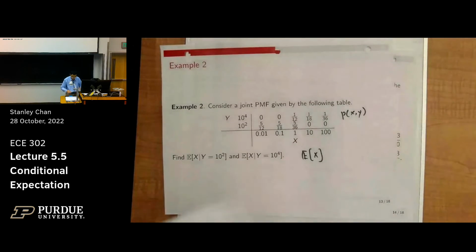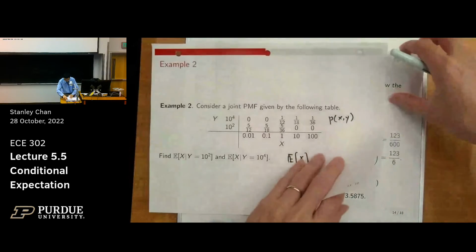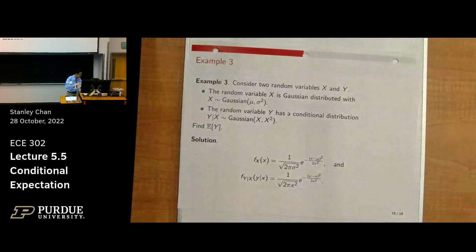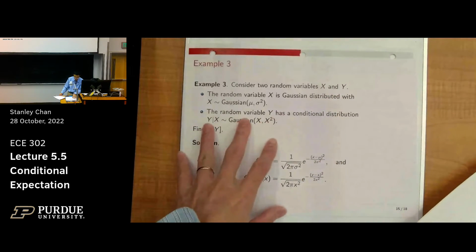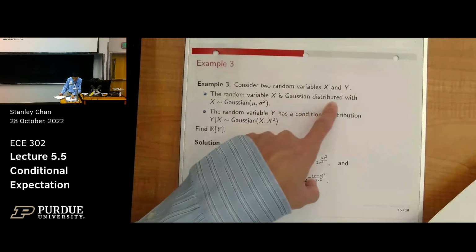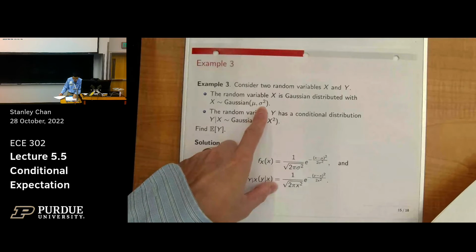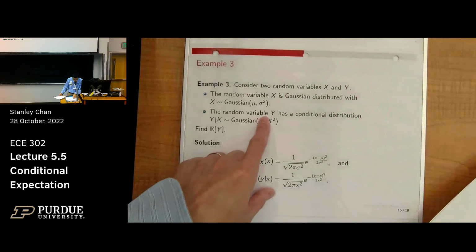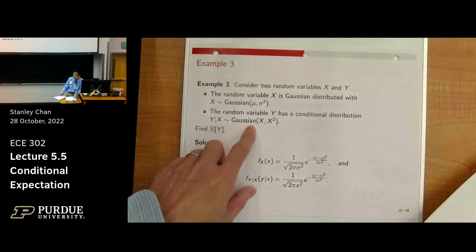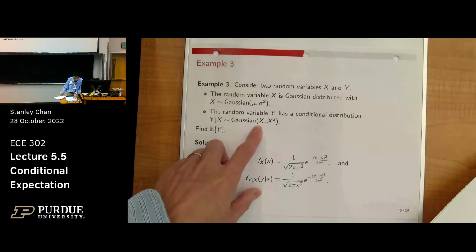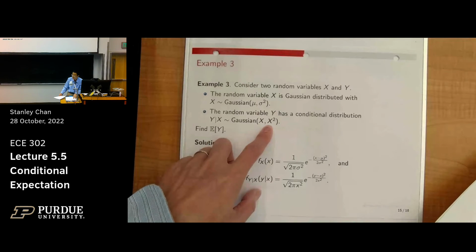Okay, good. Let's move on to one more example. This is a little bit more complicated, and if you can understand that, you'll be good. You have two random variables, x and y. X is Gaussian distributed according to mu and sigma squared. The other random variable y has a conditional distribution, y given x, which is Gaussian with mean x and variance x squared. Well, this is very ugly.